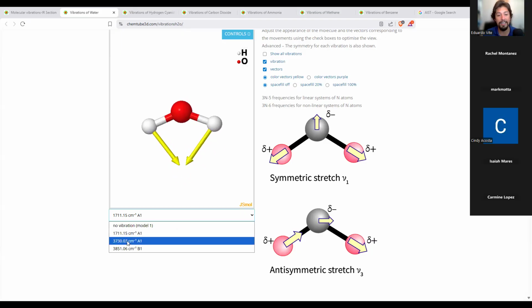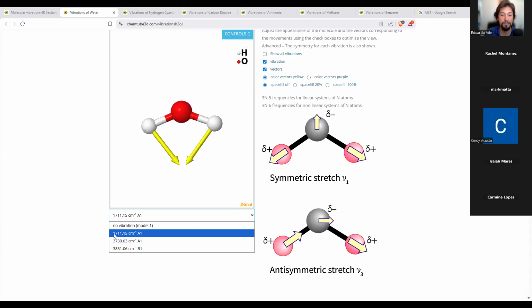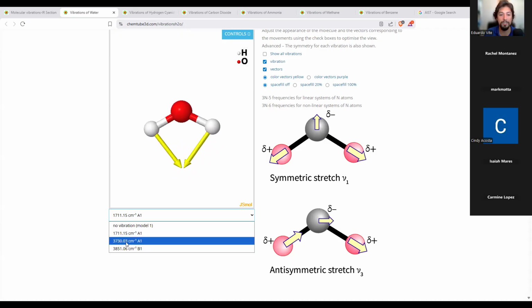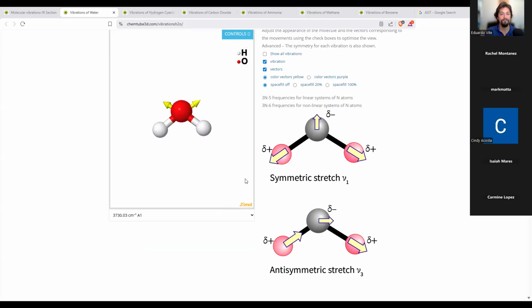And if you look at the next one, there's a big jump. It goes from 1711 wave numbers to 3730. So let's click on that one. All right. So you can see now it's not bending towards itself. Now it's actually stretching, right? It's compressing and relaxing. This is called the symmetric stretch. And this happens at 3730 wave numbers.